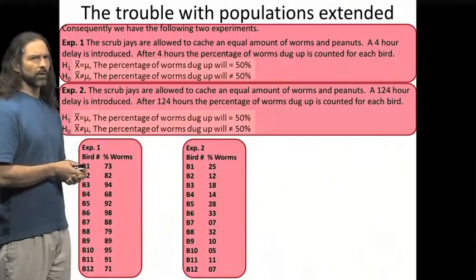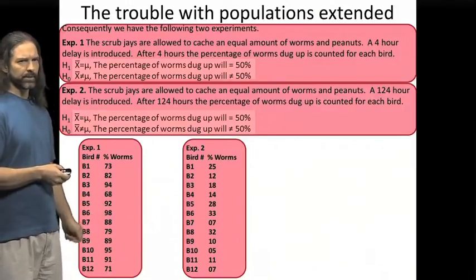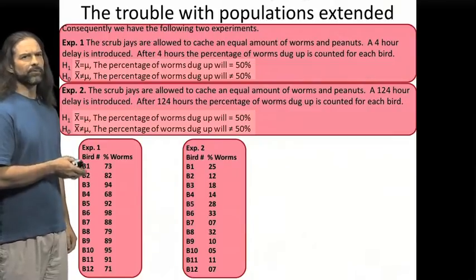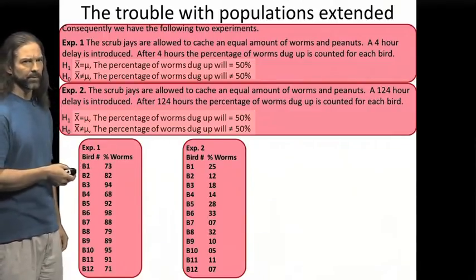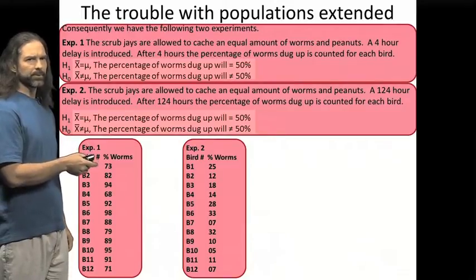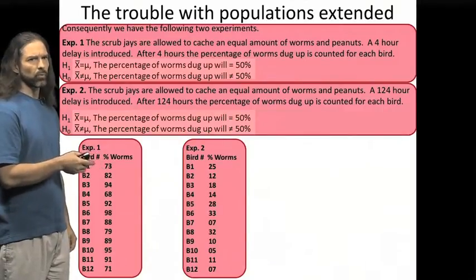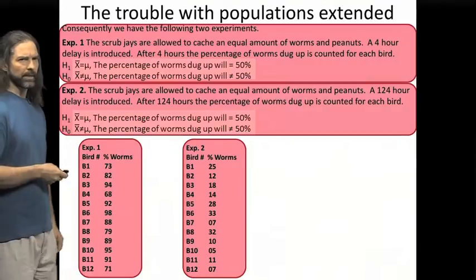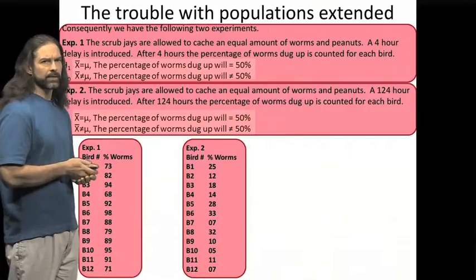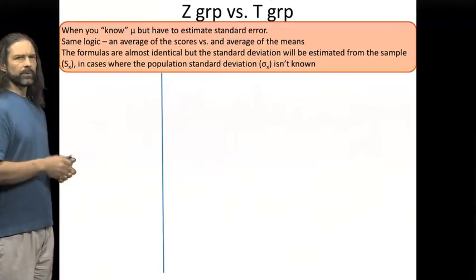So let's now start with and work with our data for experiment 1. I have 12 different birds as indicated by B1, B2, B3. That's not a variable really. It's just shorthand for bird 1, bird 2, bird 3, etc. So bird 1, the percentage of worms that bird dug up was 73%. Bird 2, they dug up 82% of what they dug up was worms. That's what we're looking at with this data set. Later, we will come back to experiment 2 and you'll have a chance to try to work out this data set on your own. So as we move forward, we are going to be doing what we did before.